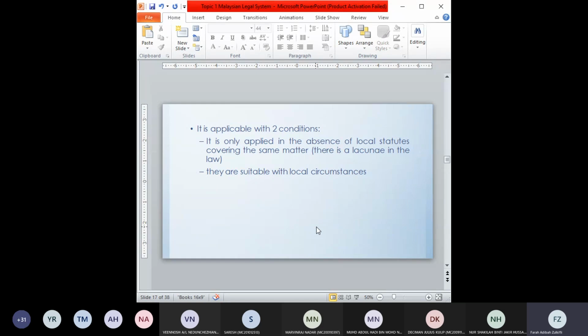If there is no local statute, you can refer to English law. But if there is a local statute already made by our parliament, you can no longer use the English law. The second condition is that you can only use English law if it suits local circumstances. So if the environment is the same and the society is the same, and the law is suitable to be used in Malaysia, you can use it. But if the law is not suitable to be used in Malaysia, you can no longer use that law.